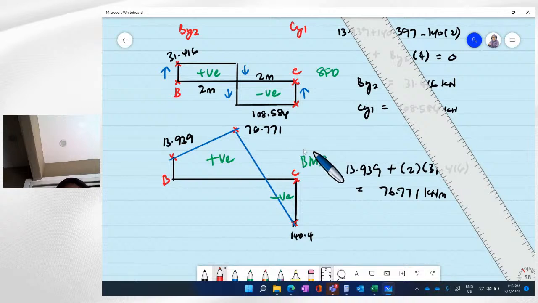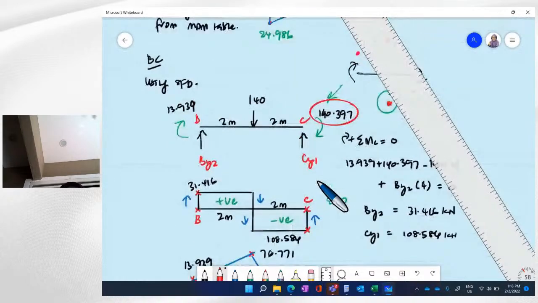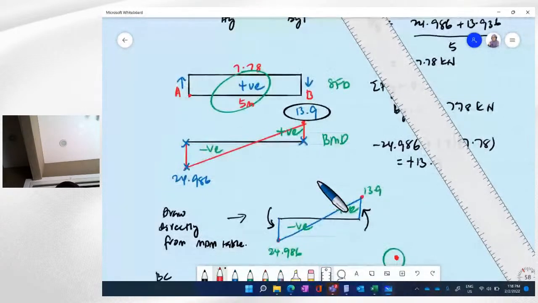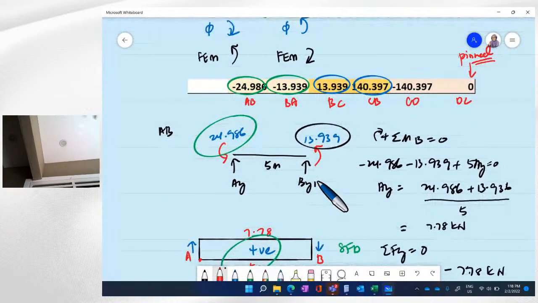Okay, let's do the last. Let's analyze the last member. It is negative 140 and 0. So we know that the last point, the last moment, will be 0 because of pin support. But the moment at C is negative.